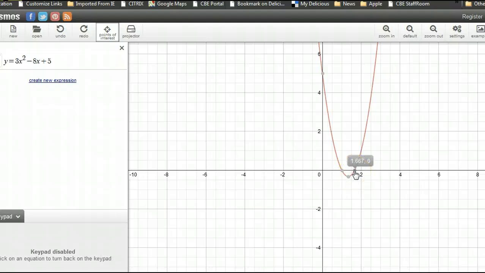And how would we find these on our graphing calculator? Well, one moment, and I'll pull up the graphing calculator. We'll look at it on there.